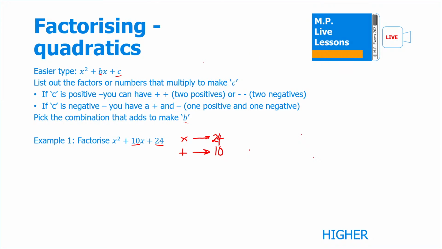So whatever you want is to multiply to get this number here at the end, and to add to this number here. If you spend a while doing this, you'll eventually find that the 2 factors that multiply to 24 and add to 10 are positive 6 and positive 4. So these go in just with the x's, so x plus 6 and x plus 4.